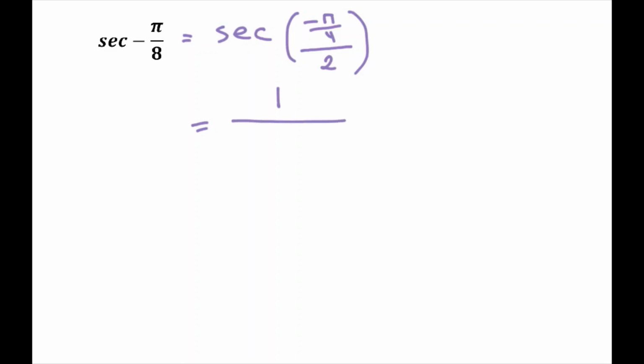Secant negative pi over 8 equals secant negative pi over 4 over 2. Pi over 8 is basically half of pi over 4, which is equal to, now secant is the reciprocal of cosine, so I can say 1 over a square root of 1 plus cosine pi over 4 over 2.